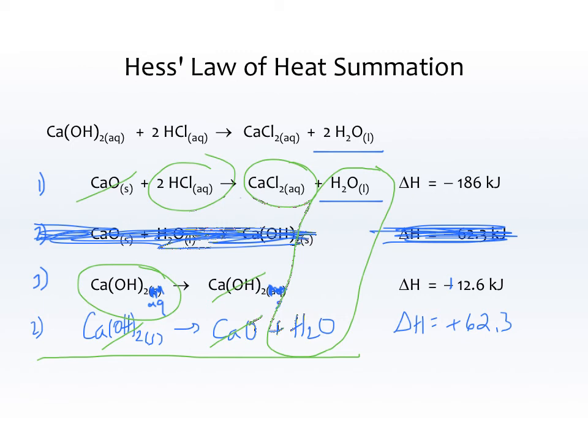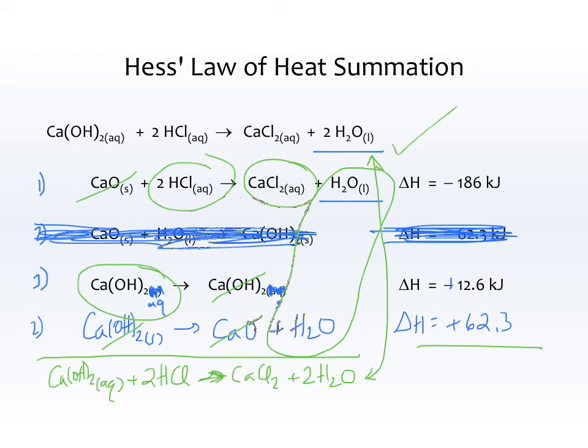So overall, I will end up with CaOH2 aqueous and 2 HCl and CaCl2 and 2H2O. Make sure you check yourself. Does this reaction match that reaction? Yes, it does. So all we have to do is add up the delta H's as they are. Negative 186 plus 12.6 plus 62.3. Delta H is negative 111.1 kilojoules.